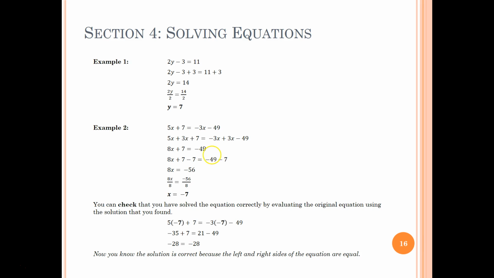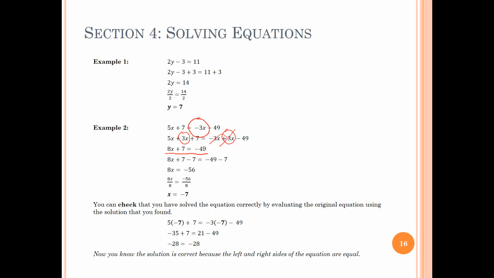Here, I'm going to follow the same methodology. Since I want to bring all the x terms to the right, I've got a negative 3x, which means this 3x is being subtracted. What undoes subtraction? Addition. So we are going to add 3x to both sides of the equation. Now let's combine like terms. 5x plus 3x equals 8x, leaving us with an equation of 8x plus 7 equals negative 49.